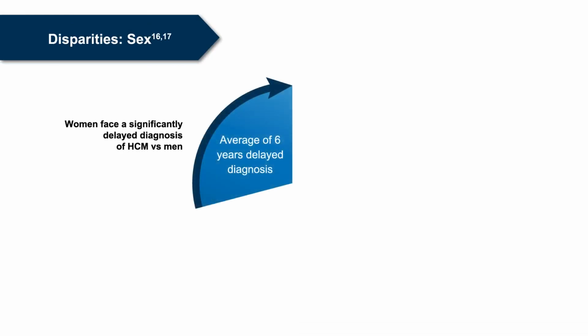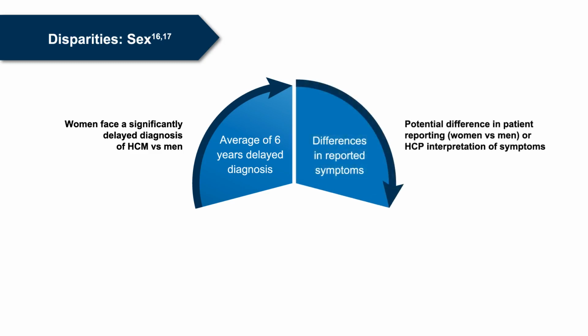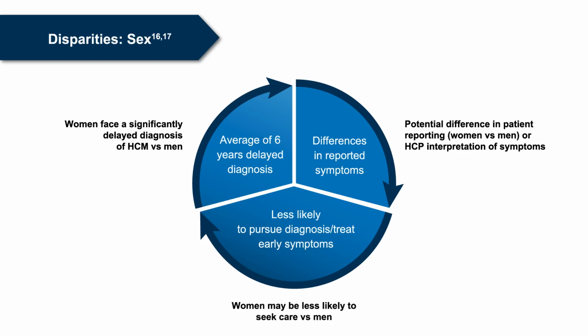We also see sex-related differences, and in women, the diagnosis of hypertrophic cardiomyopathy is delayed by 6 years when compared to men. This may relate to biological differences in the disease and how it manifests in men and women. It may relate to the reporting of symptoms, which may vary between men and women, or indeed to both conscious and unconscious bias in the interpretation of those symptoms by healthcare professionals. There is also evidence that women may be less likely to seek care when they experience symptoms.